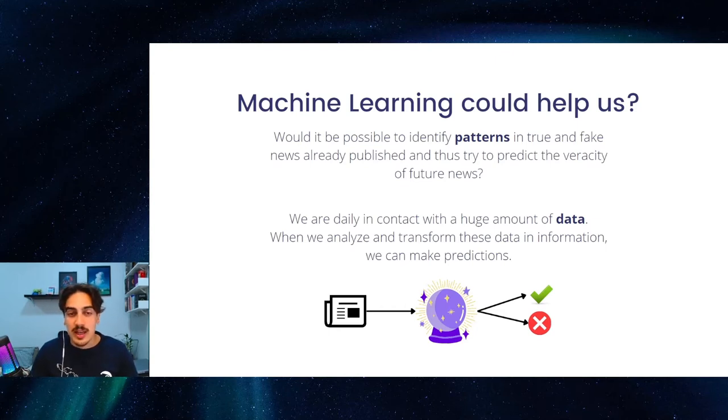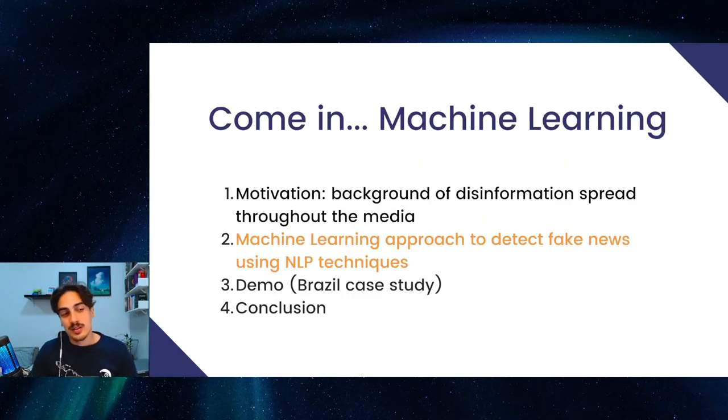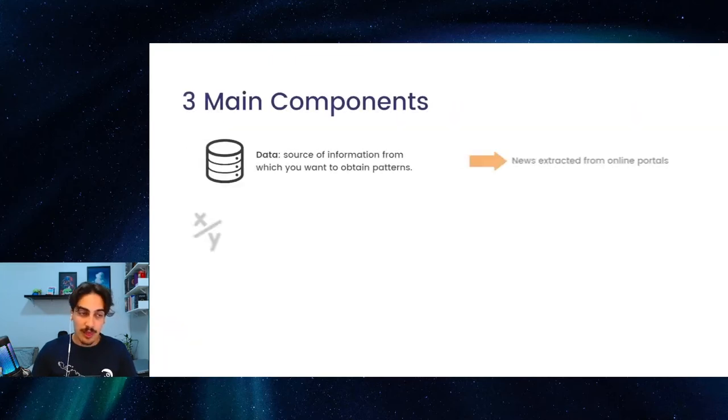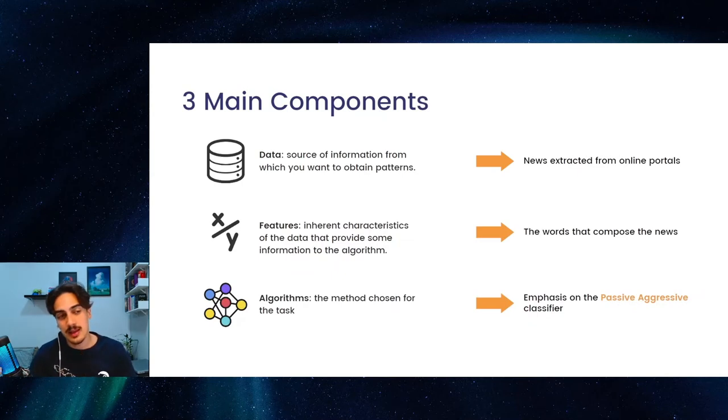So, starting off our second topic: how machine learning can approach and detect fake news using natural language processing techniques. First off, these are the three main components in any machine learning pipeline: data, features, and algorithms.